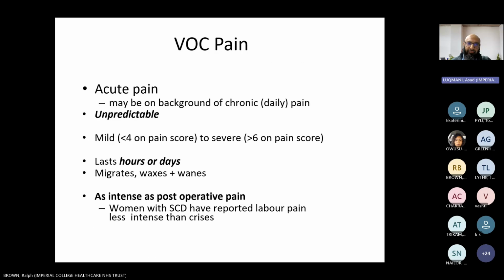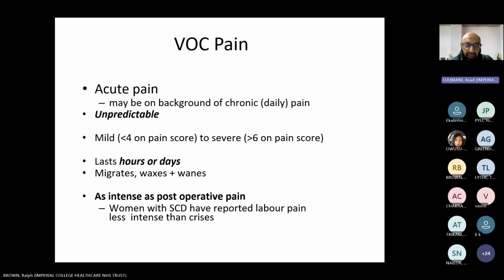So let's talk about pain, because that is a hallmark of acute presentations of sickle cell disease. A very large number of sickle cell patients do have chronic pain and live with daily pain, but what we're talking about here is a severe acute exacerbation of their pain during an acute sickle cell crisis.